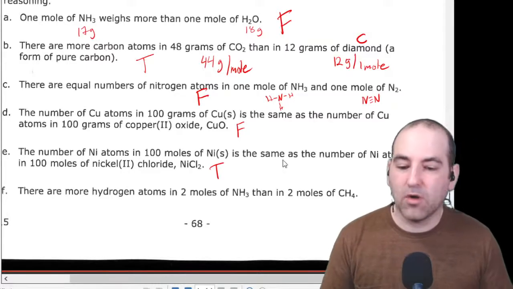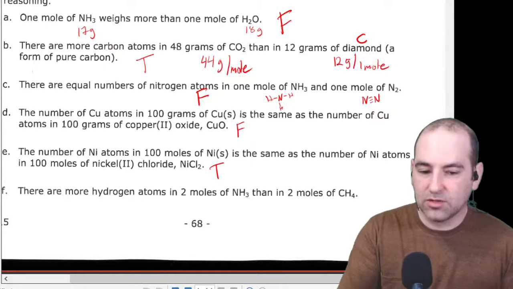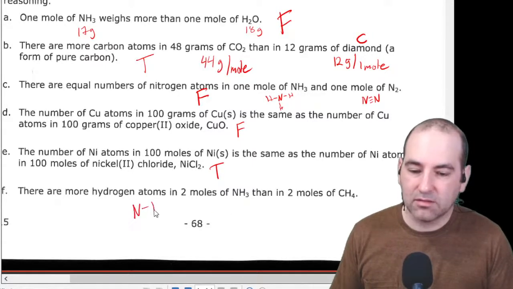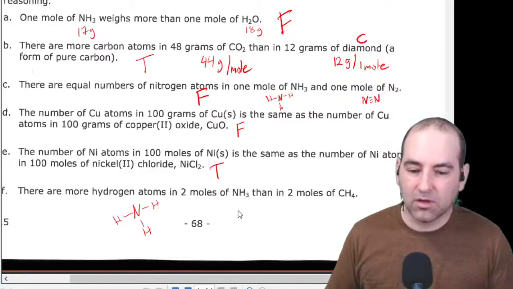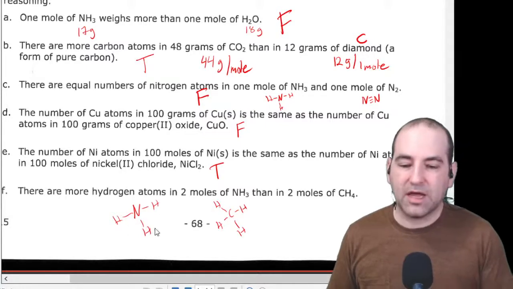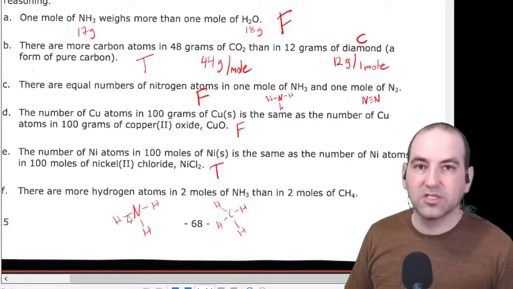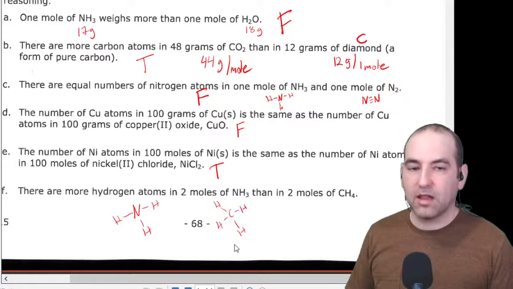All right, and then finally, there are more hydrogen atoms in 2 moles of NH3 than in 2 moles of CH4. So again, let's think about what that means. And we can use our dozen analogy again if we want to. There's our NH3. And here's our CH4. This one's a lot like the elephants and trunks thing in that we can think about how many hydrogens per each one. So in NH3, there's 3 hydrogens per each molecule. In CH4, there's 4 hydrogens per each molecule.